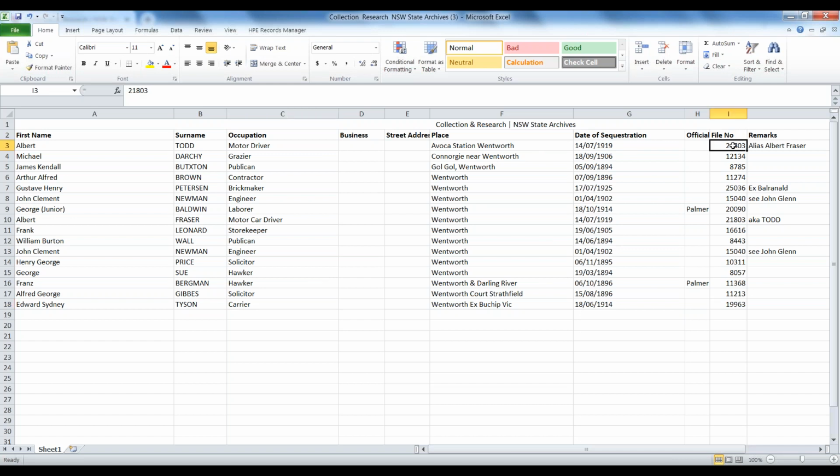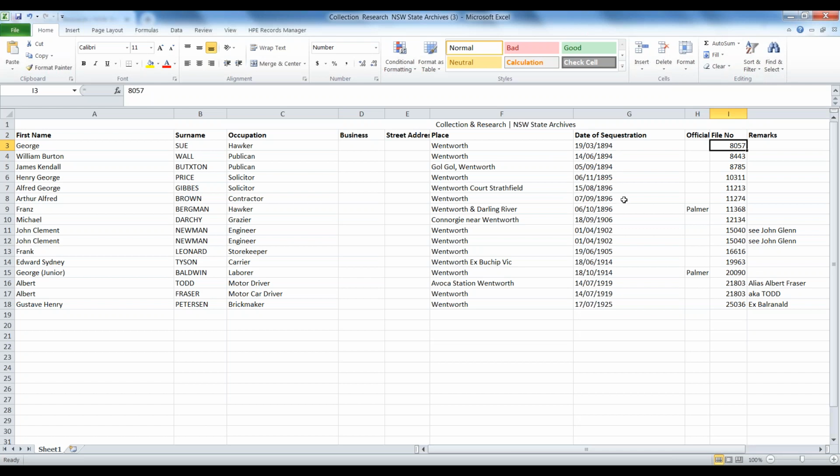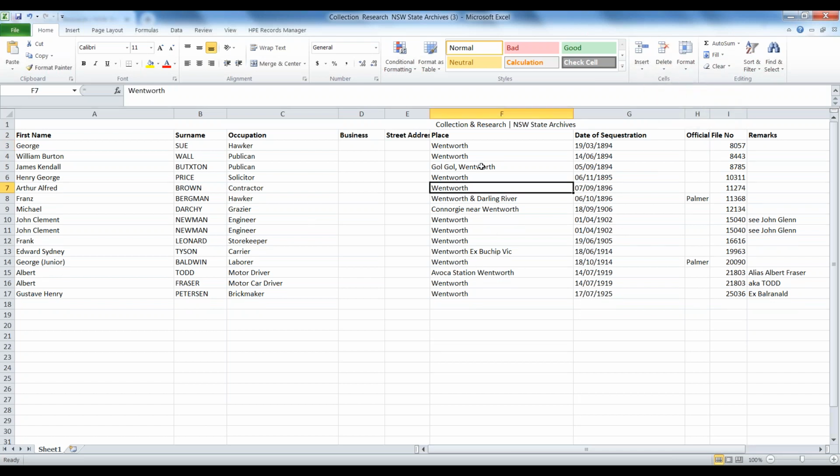The dates don't sort particularly well, but you can sort by the file number, and that gives you a by time indication. So note there's quite a few in the end of the 1890s. There was a depression in New South Wales in the 1890s. And also you'll see that there is a range of places both in and out of Wentworth.